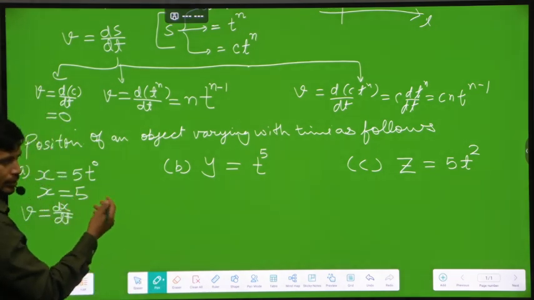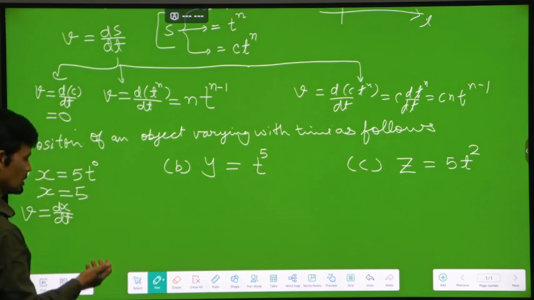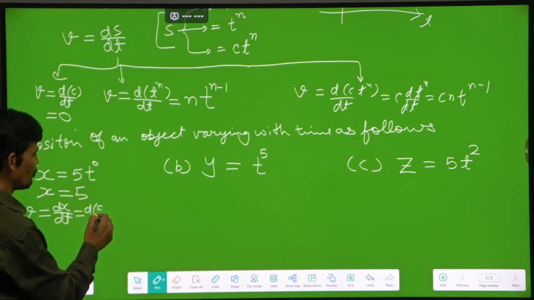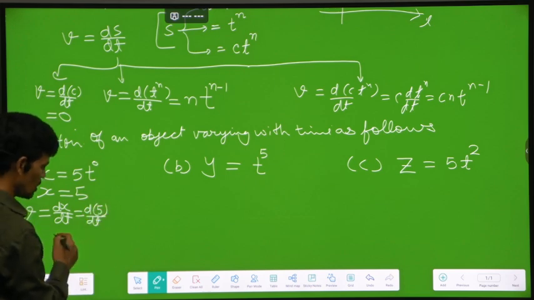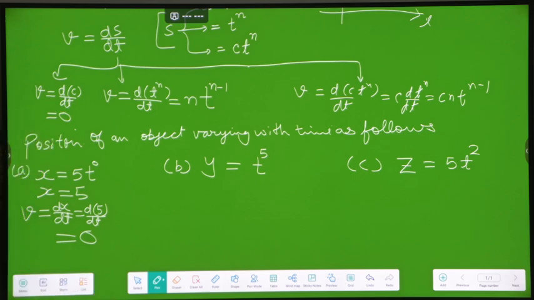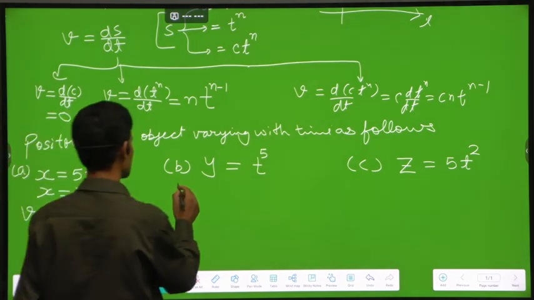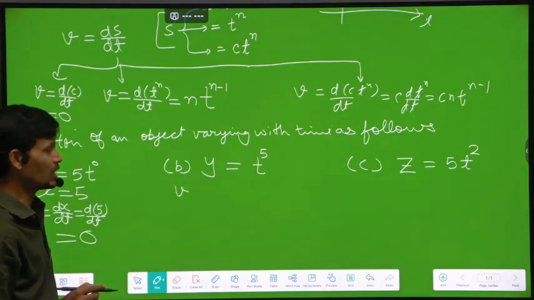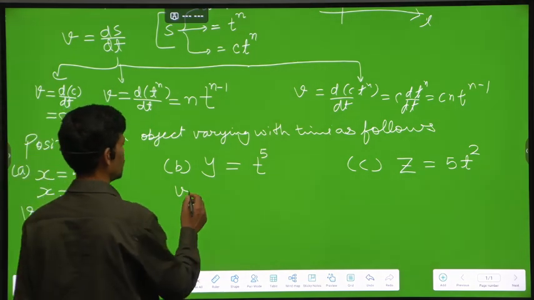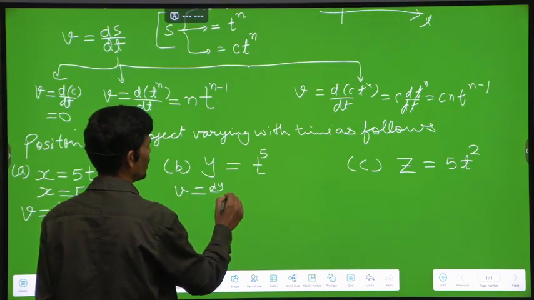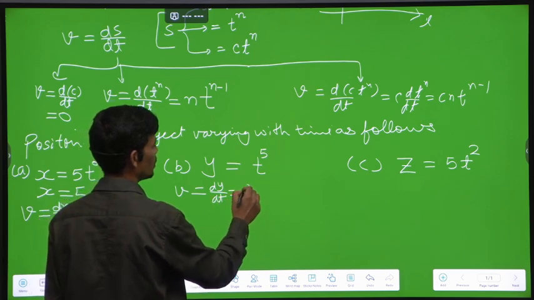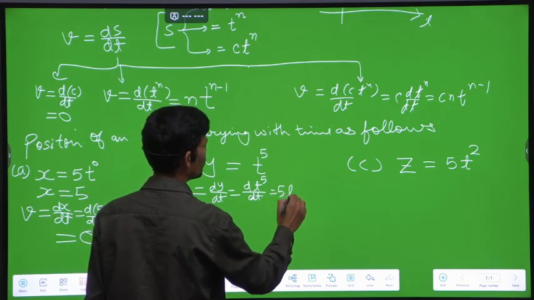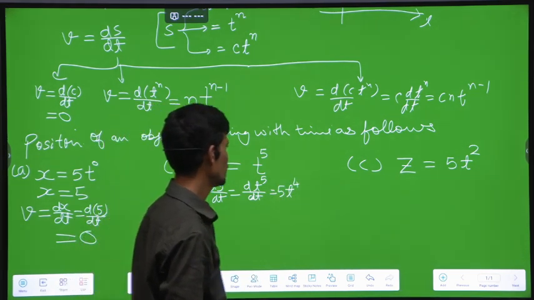All of them are showing their position, their displacements. So here it will be d5 by dt. It's a constant, it is just a number, so velocity is 0. Next, if you want to give a try, you can try yourself, pause the video, give a try. Okay, I'm explaining it. dy by dt, ultimately dt to the power 5 by dt, which is 5t to the power 4 in SI unit.